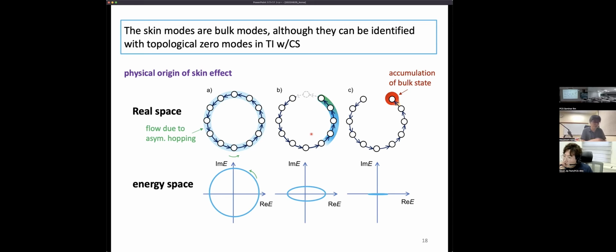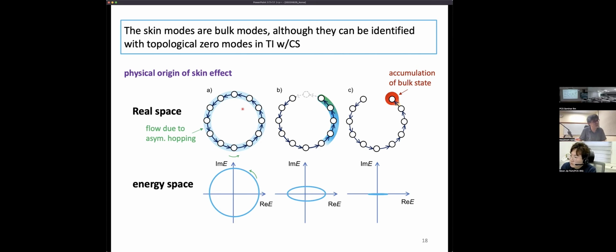As you know, in conventional Hermitian systems, we may have a topological boundary state. But in that case, they are part of the spectrum. But in this case, we find that the skin modes are the bulk modes. Actually, this property can be understood once we consider the physical origin of the skin effect.